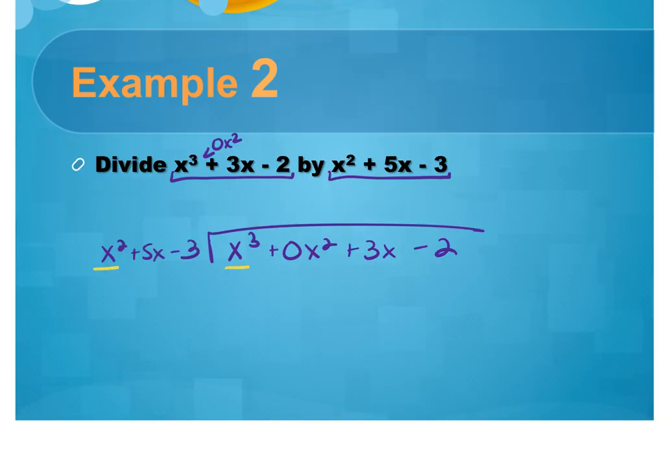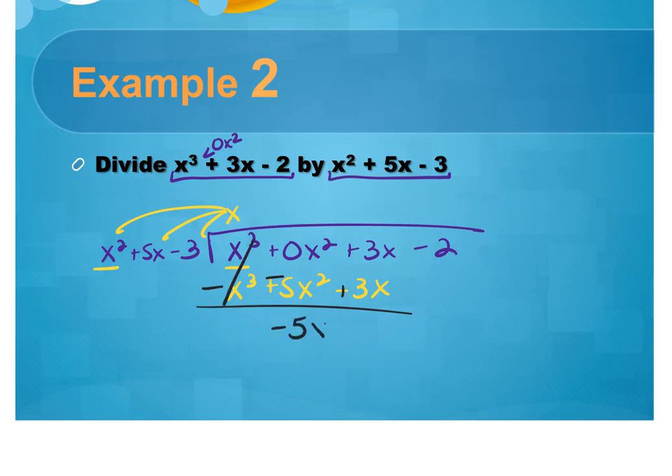First into first, so I'd multiply by x. I'm going to multiply all three. X to the third plus 5x squared minus 3x. Change your signs. Cancels. Negative 5x squared plus 6x. Bring down the minus 2.